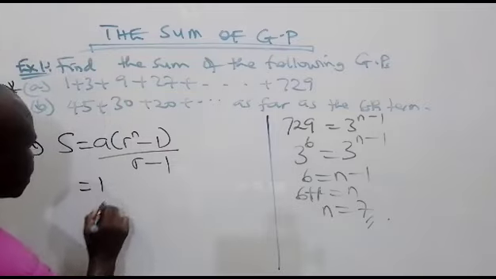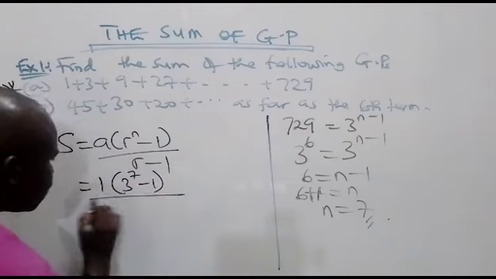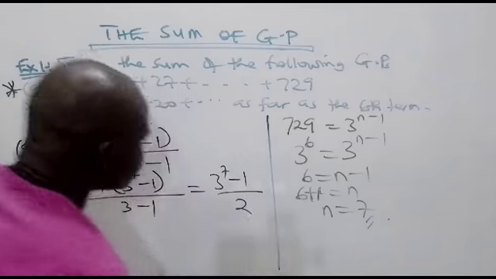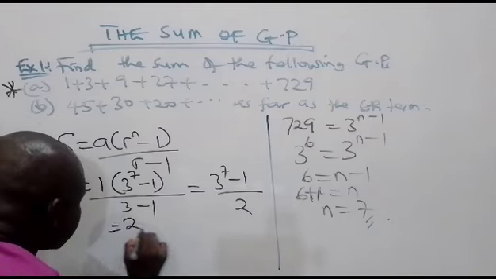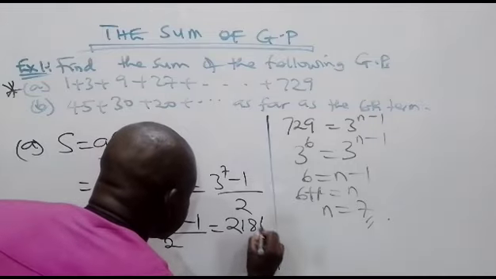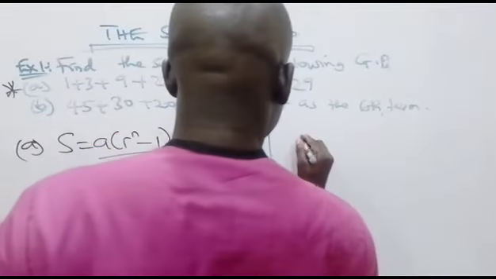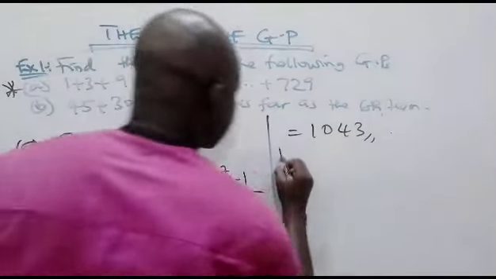So we have A is 1 into bracket 3 raised to n, which is 7, minus 1, all over 3 minus 1. Here we have 3^7 minus 1 all over 2. What is 3^7? That will be 729 multiplied by 3, and that gives us 2187. So we have 2187 minus 1 all over 2, and that is 2186 all over 2. The sum is going to give us 1093. So for the A part of the question, that is what we are going to get.